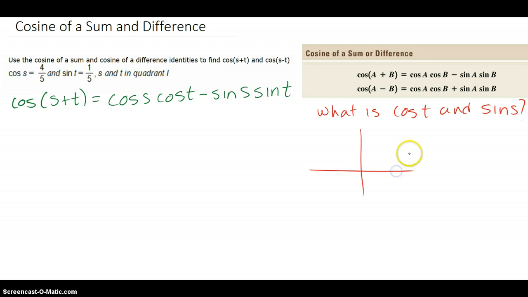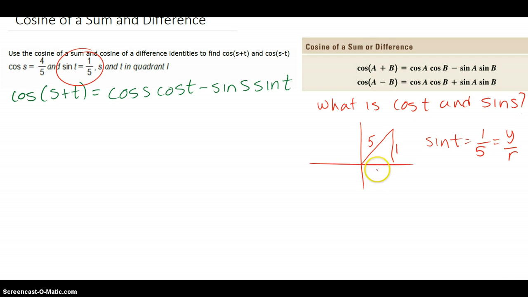So cosine of t, we know that s and t are both in quadrant 1, and we know what sine of t is. We know sine of t is 1/5. So that we know is opposite over hypotenuse, or y over r. So we know the y is 1 and the r is 5. So we can actually now find what x is by using the Pythagorean theorem, and then you can find out what cosine is.